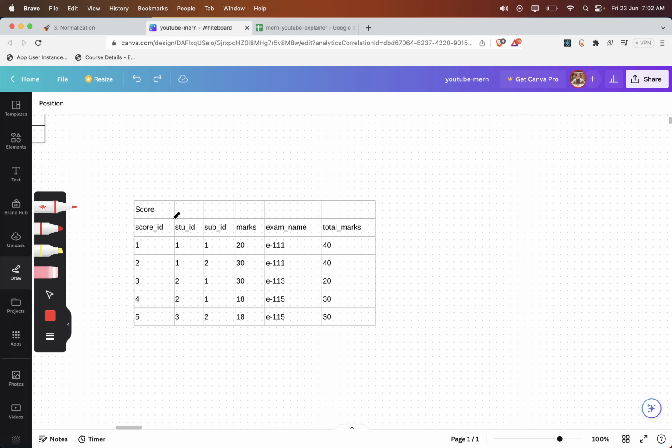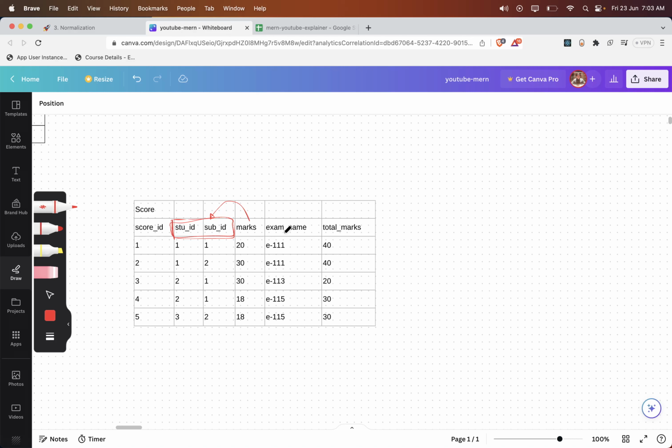Just to tell you once again, for the score table, the composite key of the student ID and the subject ID was the primary key. And marks was fully dependent on the student ID and the subject ID. That is nothing but the functional dependency: marks dependent on both student ID and the subject ID. Now, exam name and the total mark are two new things we need to add to track the details of the mark.